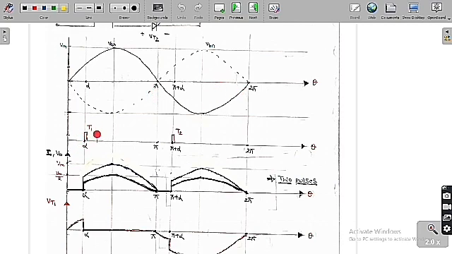Before we trigger T1, it is in forward blocking mode. As it is in the forward blocking mode, we can say that here it is open circuit, which means V0 is equal to 0. As V0 is equal to 0, the current is also equal to 0. Whereas at alpha we trigger T1, so it becomes short circuit, or it is on. Therefore V0 is equal to VAN with the help of KVL.